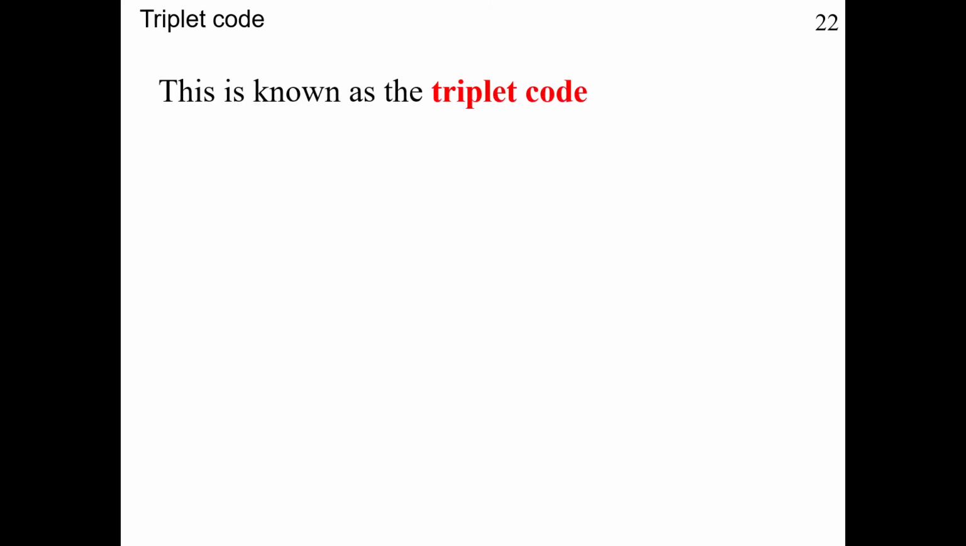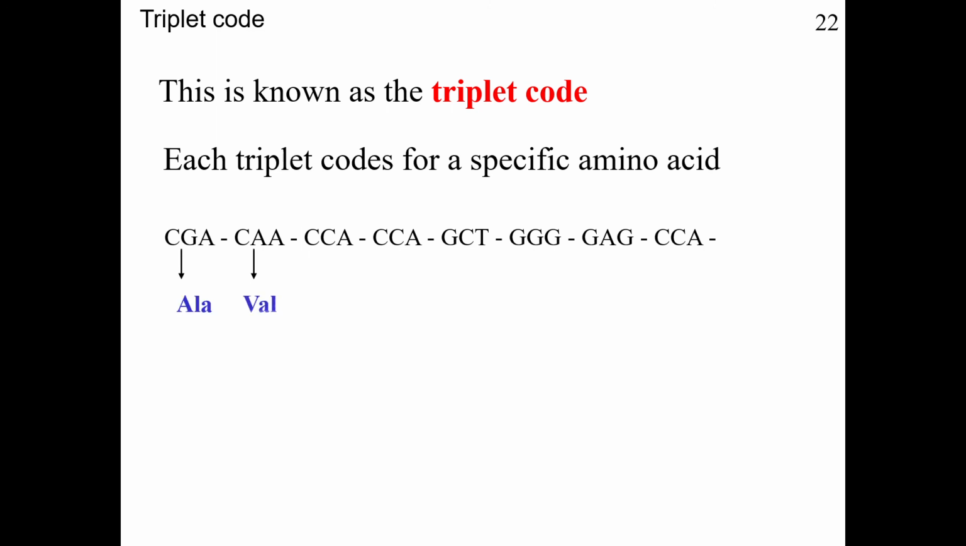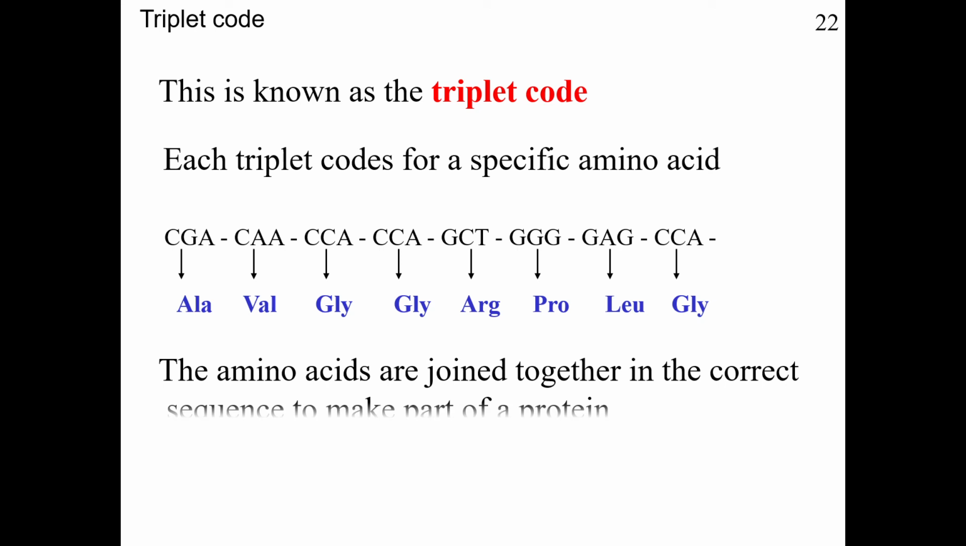So this is known as the triplet code, and each triplet codes for a specific amino acid, like I said. So if you took a look at these right here, if you know what you were talking about and you've studied and you know what the triplet code is, you can figure out exactly what amino acids are going to go in what order. And those amino acids would be joined together in the correct sequence and they'd make part of a protein, and that protein would do something in your body.